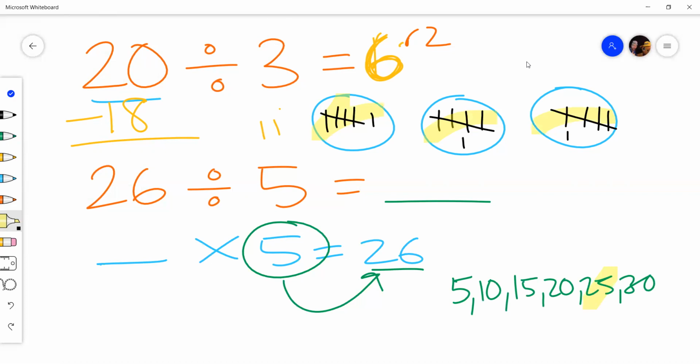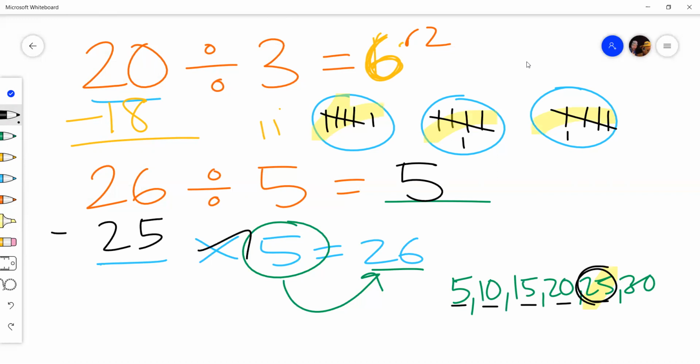So actually, I can get a good color here. 1, 2, 3, 4, 5 groups, but that will only get me to 25. So again, I could say, oh, well, what's 26 minus 25? That's just 1, so I have a remainder of 1, right?